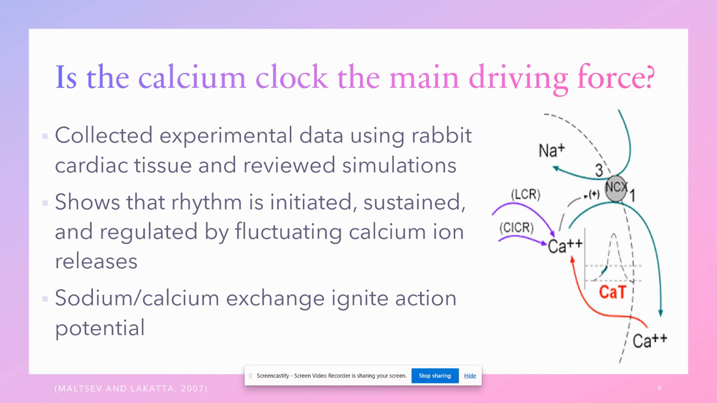And they also reviewed simulations multiple times to demonstrate that rhythmic contraction is due to the intracellular calcium clock. Studies, just like this one, show that rhythm is initiated, sustained, and regulated by fluctuating calcium ion releases from our sarcoplasmic reticulum, which is a calcium storehouse within muscle cells.